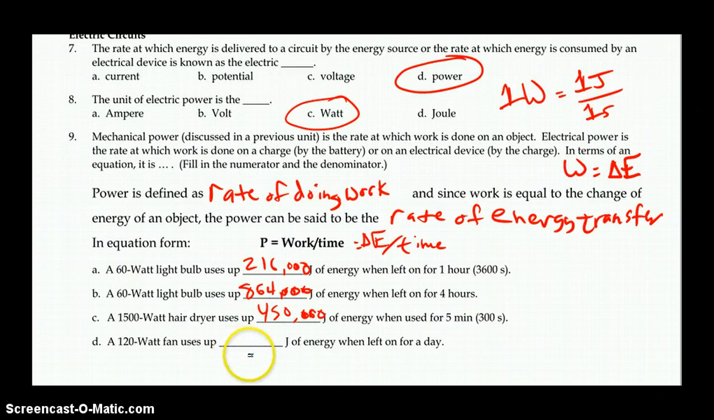Now consider a 120-watt fan, a little bit higher than the light bulb and much less than the hairdryer. If we leave it on for a day, that's 120 watts, that's 120 joules every second. There are 3,600 seconds in an hour, so we'll multiply that by 3,600. And then there are 24 hours in a day. So we have a really large number, 10,368,000 joules of energy for that day.